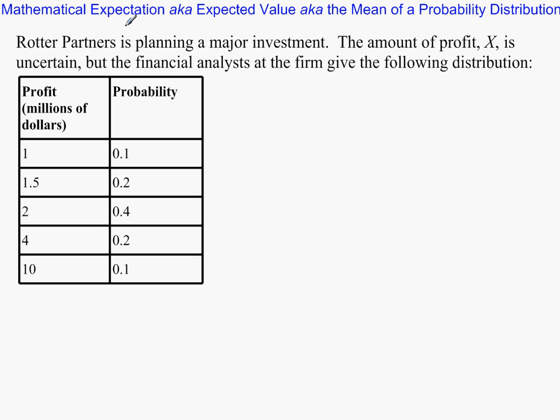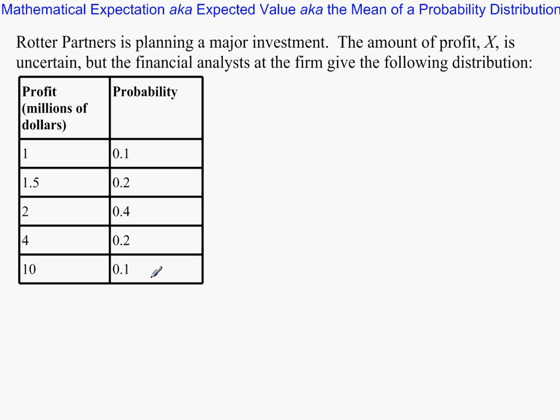Rotter Partners is planning a major investment. The amount of profit X is uncertain, but the financial analysts at the firm give the following distribution of what the outcomes might be. So they might earn the following profits in millions of dollars: 1 million or 1.5 million or 2 million or 4 million or $10 million. And then these profits have different probabilities, right? It's more likely that they're going to earn $2 million than it is that they're going to earn $1.5 million or $4 million, and it's even more unlikely that they earn 1 million or 10 million.